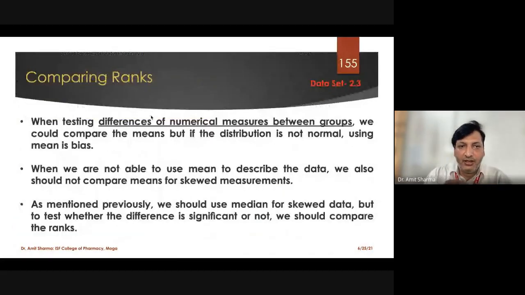So, another test after the chi-square: we have an alternative to the independent sample t-test called Mann-Whitney U. Whenever we are testing the difference of a numeric variable between groups, we compare the mean when the distribution is normal. If the distribution is not normal, we cannot compare the mean, because the mean is considered when you have a bell-shaped curve, when all three measures of central tendency, mean, median, and mode, meet at a single point.